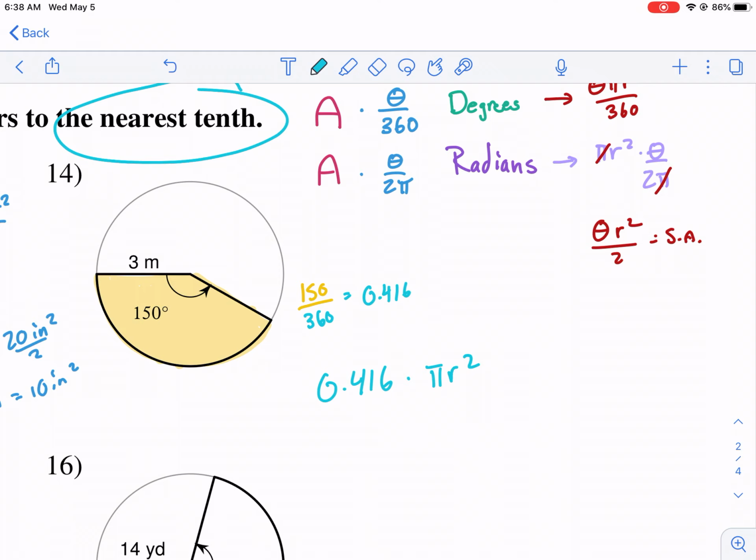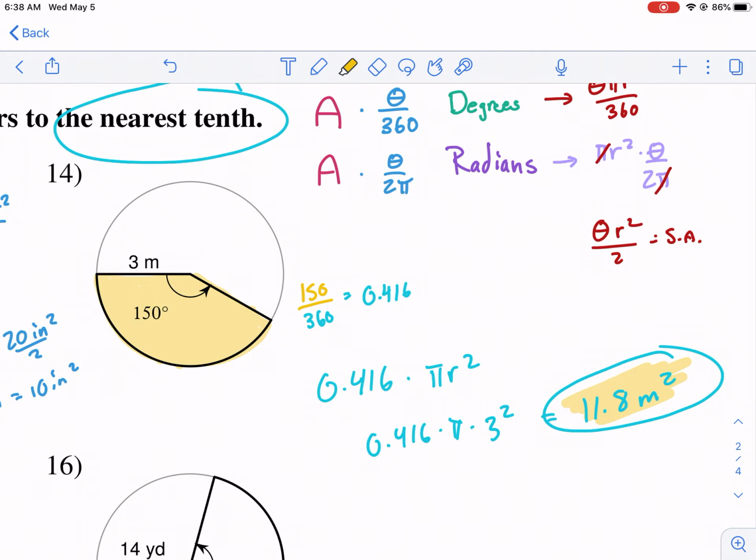So now I'm going to be multiplying 0.416 times pi times 3 squared, which is 9. So I'm just going to type 9 times that stored number on my calculator times pi, and I will get my final result for the sector area, which is 11.8 meters squared for this one. And that's all there is to it.